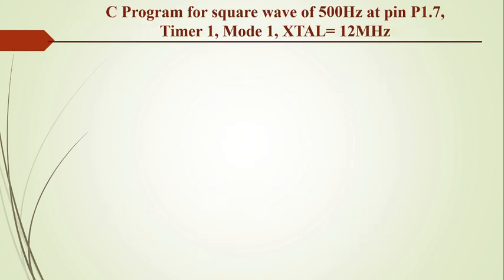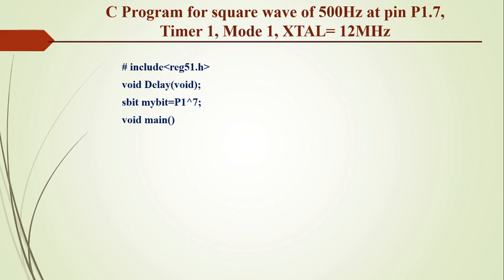So here is the C program for the same question. That means we again have to generate a square wave of 500 Hz at P1.7, and timer 1 is used in mode 1 with a crystal frequency of 12 MHz. This is the initial instruction of the C program, include reg51.h. This includes the header file required for the 8051. Here we are declaring the delay function. Now we are using a single pin of port 1, so we define it with the variable name myBit using the data type sbit.